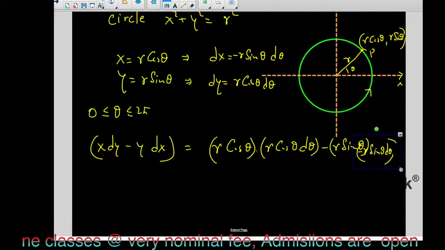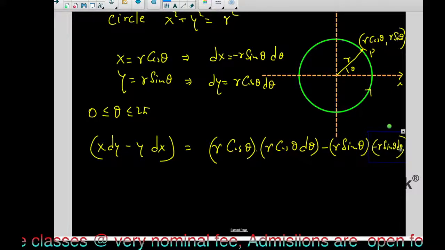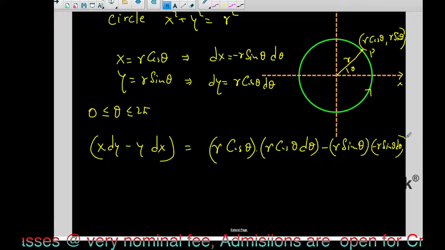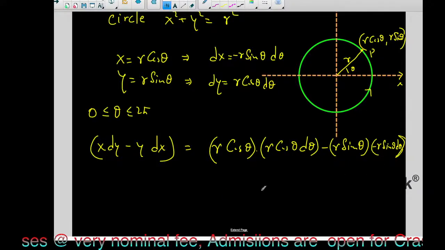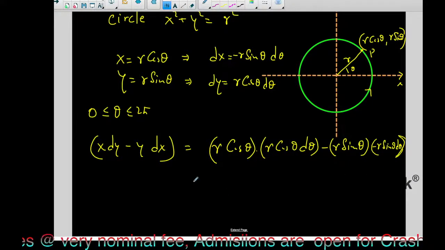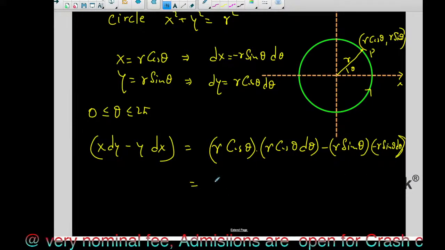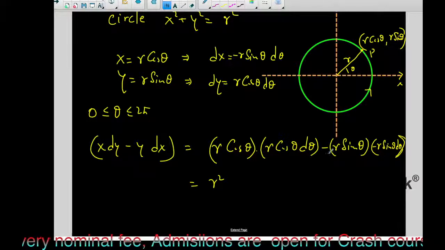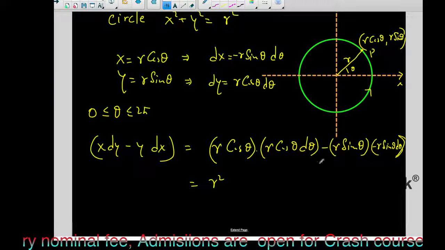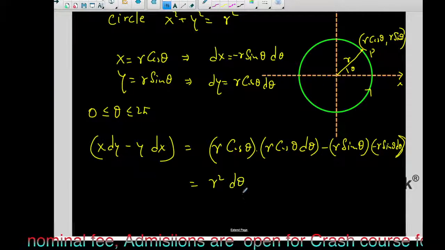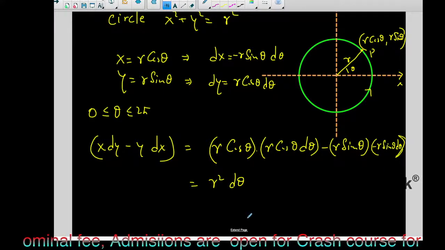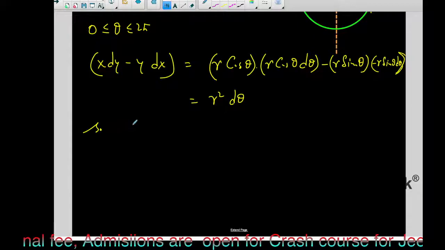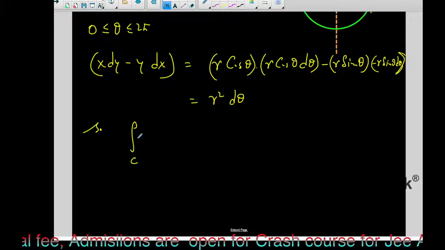So right over here, minus r sine theta d theta. Correct. Now multiplying all this, what do you say here? That is r square, right? And here it will become cos square theta, and minus minus will become plus r square sin square theta. And cos square theta plus sin square theta, you should know well, that is 1. Correct.